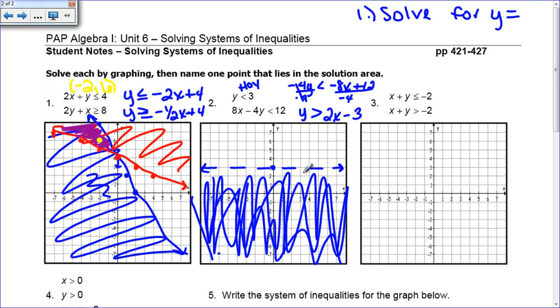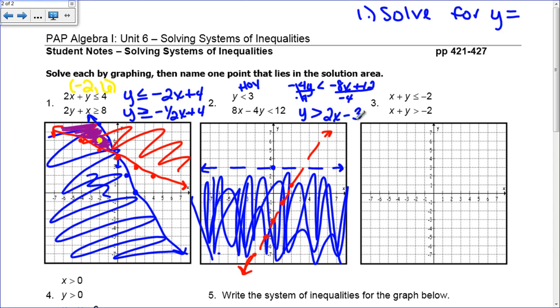I'm going to graph. So I'm going to start at -3. And my slope is +2, so I get to go up 2 and over 1. Up 2 and over 1. And then I can go down 2 and over 1. And I'm going to connect these with a line. And it's a dotted line again because it was just greater than. It's not or equal to. So we have another dotted line. So this time points on the line don't count. And I have to shade greater.